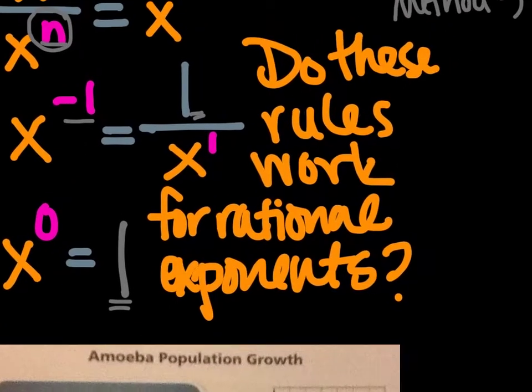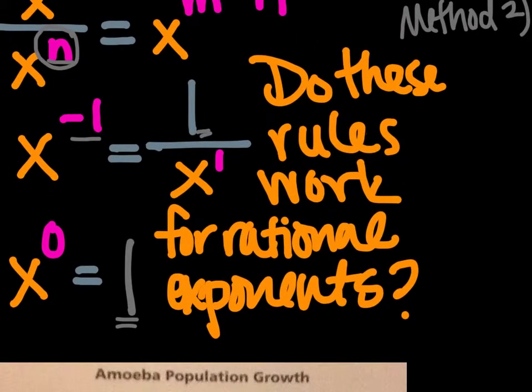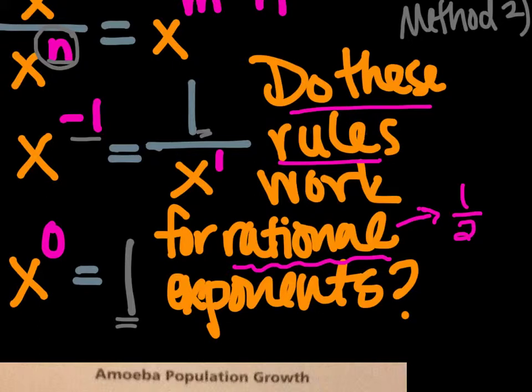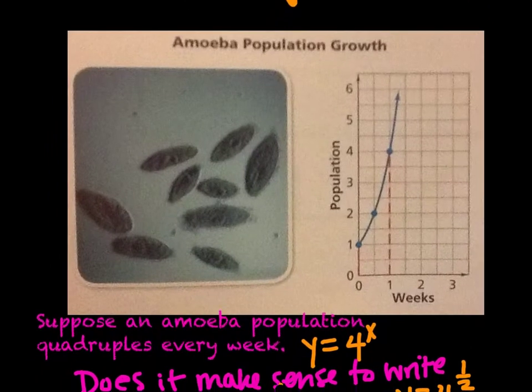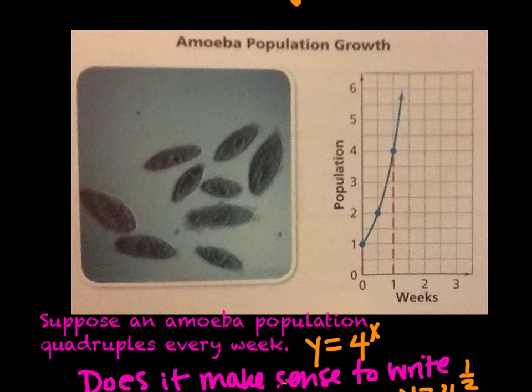So, our question now is this: do these rules work for rational exponents? So if I had 1/2 for my exponent, or perhaps 1/32, will they work? Will this situation work for them too? So let's get started with a little bit of a thought process.